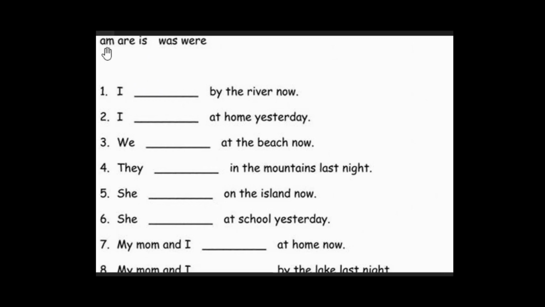Today I am planning to explain these "to be" verbs: am, are, is, was, were. First one: "I dash by the riverside." Which verb should we use here?